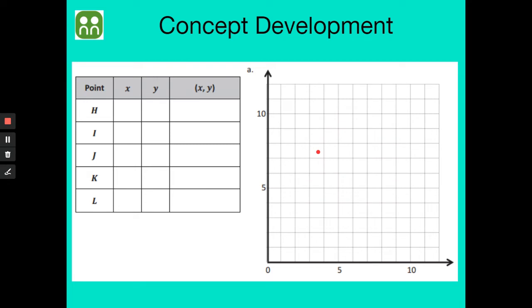I'm going to give you the point for H. The X coordinate point for H is 4. The Y coordinate for H is 3. And so that means our coordinate pair is 4, 3.